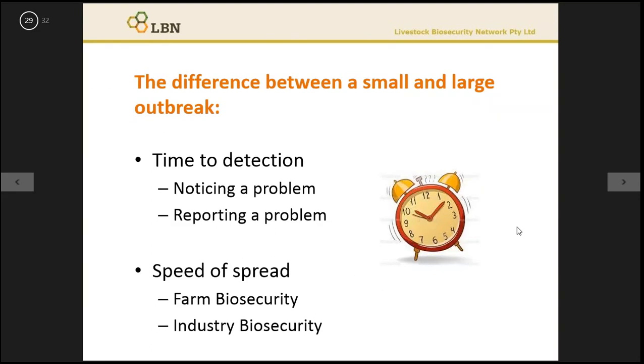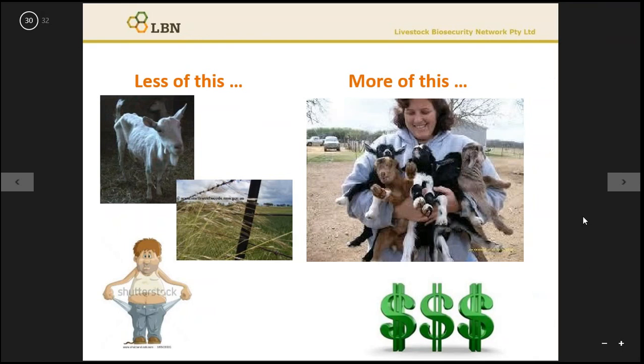Remember that the difference between a small problem and a big problem is the time to detection and the speed of spread. And you can influence all of those areas collectively as an industry and individually as a producer who has influence on your own enterprise. At the end of the day, everyone just wants to see more happy, healthy and successful producers.